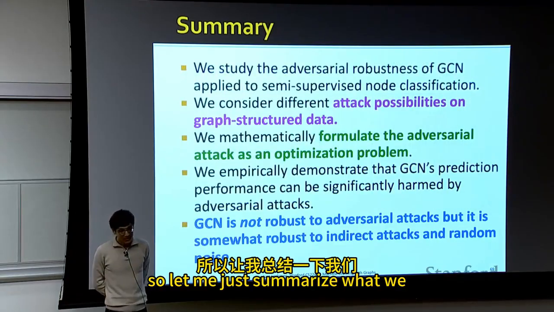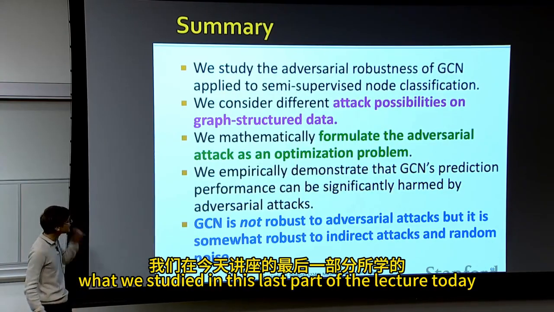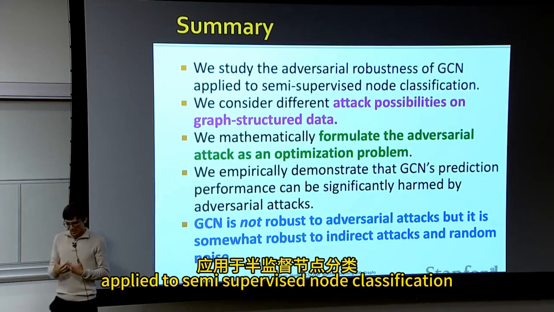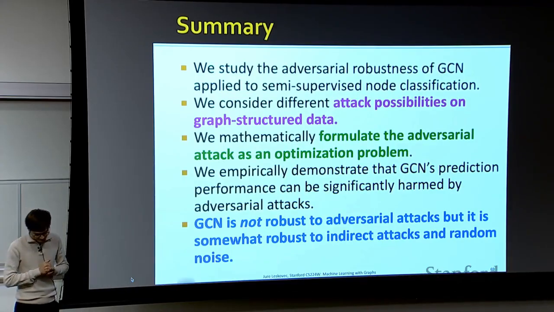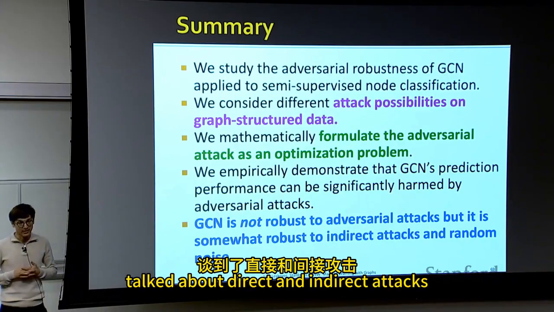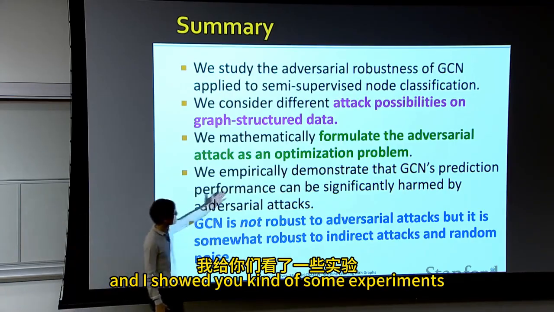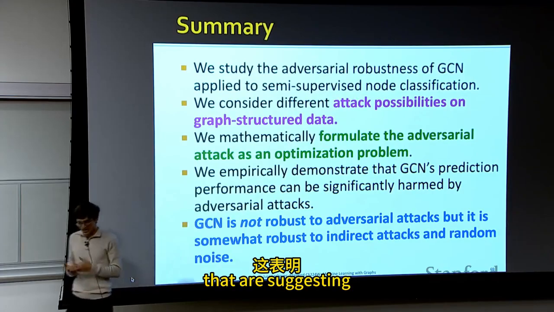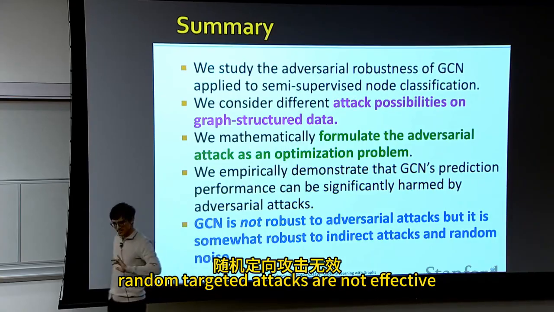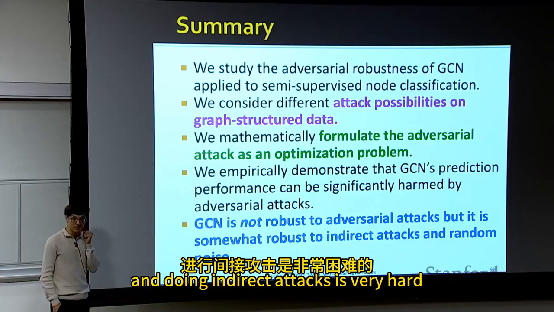Okay, so let me just summarize what we studied in this last part of the lecture today. We studied the adversarial robustness of graph convolutional neural networks applied to semi-supervised node classification. I showed you, basically we formalized the problem, talked about direct and indirect attacks, both on the graph structure as well as the node attributes. And I showed you some experiments that are suggesting that targeted attacks are easy and effective, random targeted attacks are not effective, and doing indirect attacks is very hard.